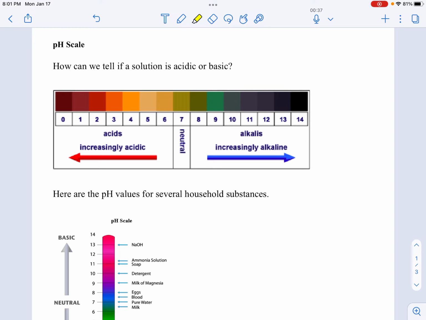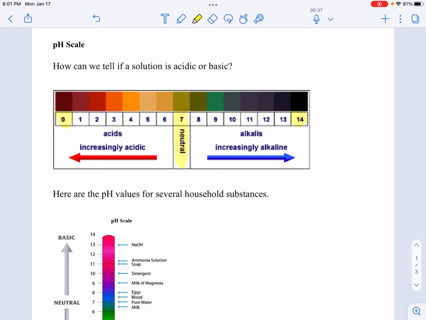The pH scale runs from 0 all the way up to 14. The important part is to look right in the middle here at 7. Anything that has a pH value that is less than 7 is considered an acid. On the other side, anything that has a pH value above 7 is a base. They use the term alkaline. Alkaline and base are the same thing.